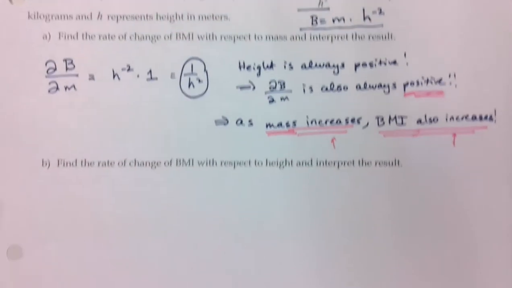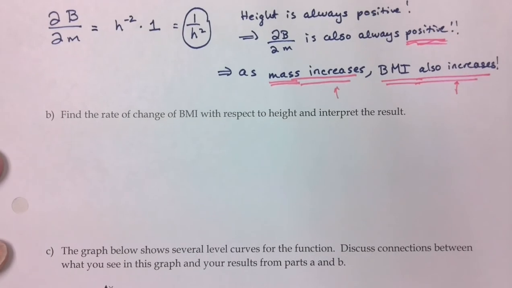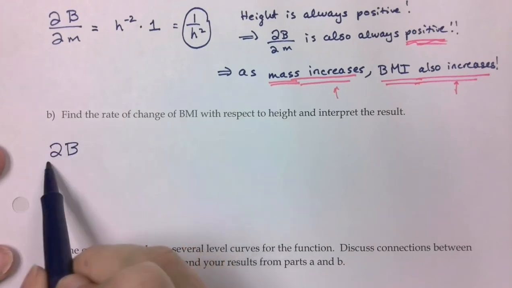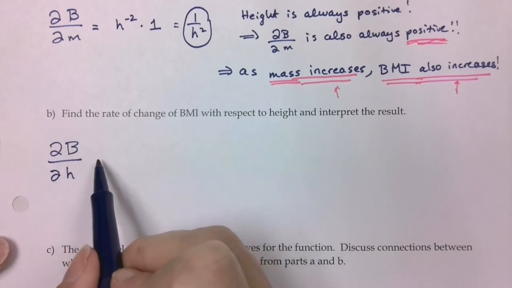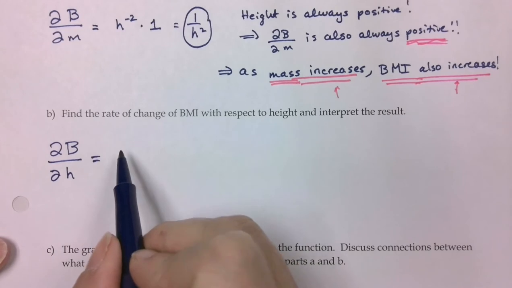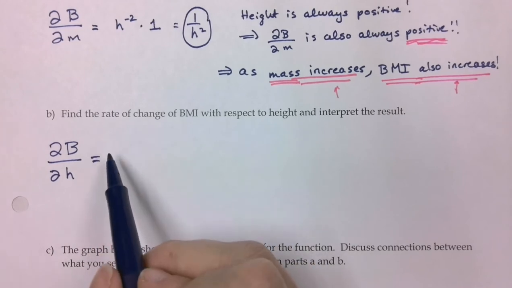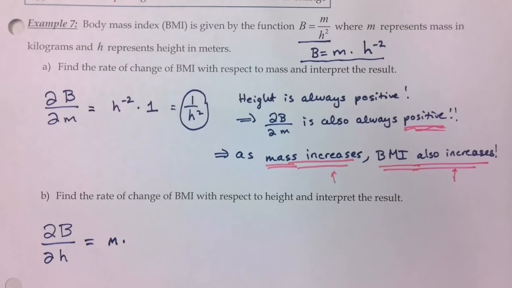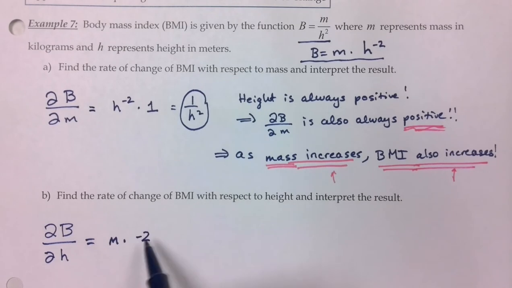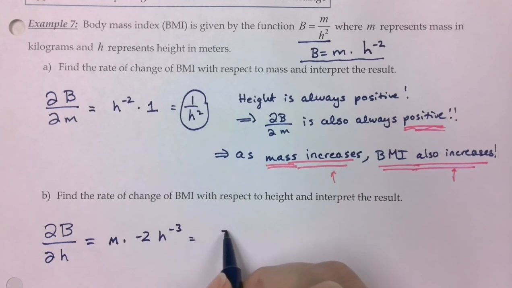Okay. Now what about the partial derivative of BMI with respect to height? So we leave the mass as constant and we take the derivative with respect to height. I'm terrible about the deltas. I know they look like 2's. I'm sorry. I'll try to be better about it. So this would be, okay, the m is constant, so it's just going to be m times the derivative of h to the negative 2, which would be negative 2 h to the negative 3. Okay, but that's negative 2m over h cubed.